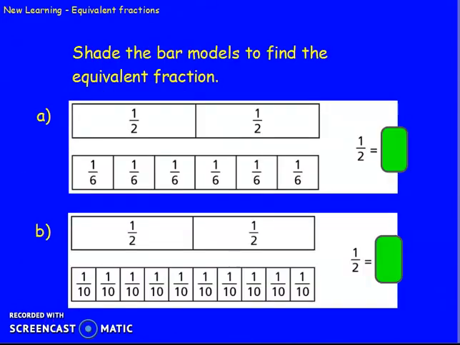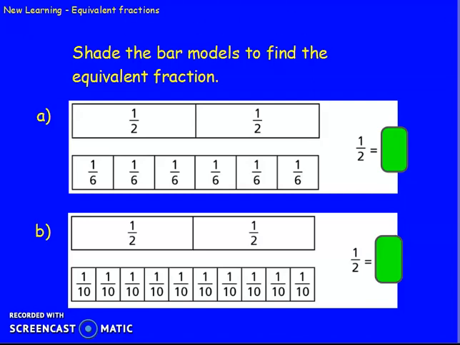So today we're going to be learning all about equivalent fractions. What does that word equivalent mean to you? It sounds like it's got the word equal in it, doesn't it? It comes from the root word equal. Equivalent means the same as. So we're going to be looking at fractions today that are equal to one another, that are the same as one another. Let's have a look together.